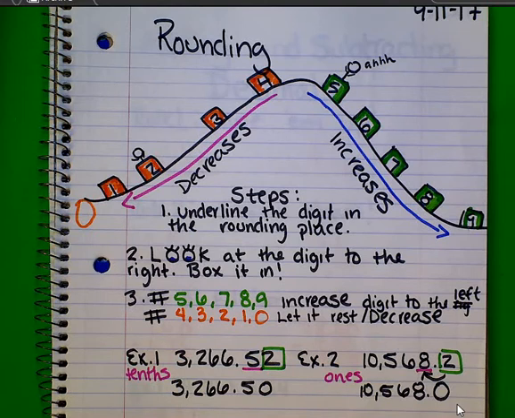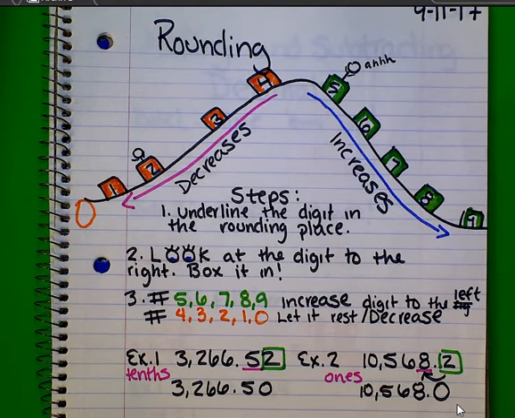Hi, this is Miss Bubbleson, and right now we're going to talk about rounding. Now, all the kids from 3rd grade till now have talked about rounding, but now we have a couple of different steps, and we're going to be looking at specific place value with it.